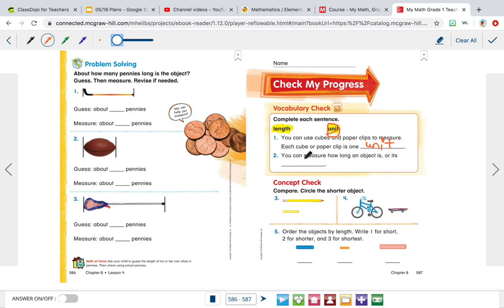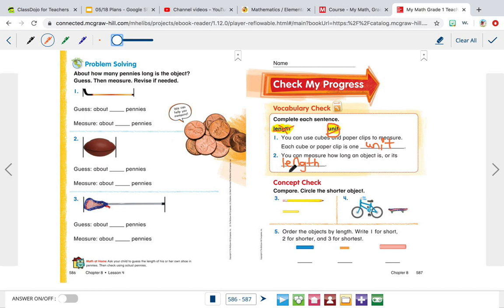Now we know that length is going to be right here, but let me read it to show you what it means, okay? You can measure how long an object is or its length. A length means that it's telling you how long something is. Length can be you measure anything and tell me how long it is. And that's what we've been doing this whole time.